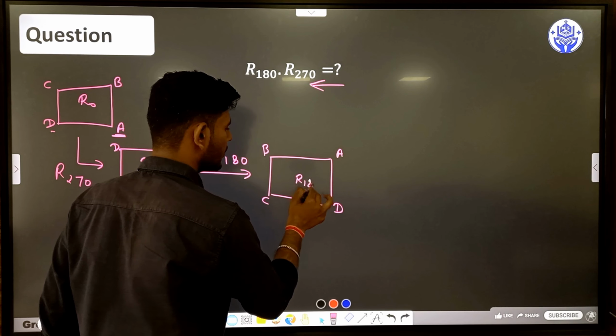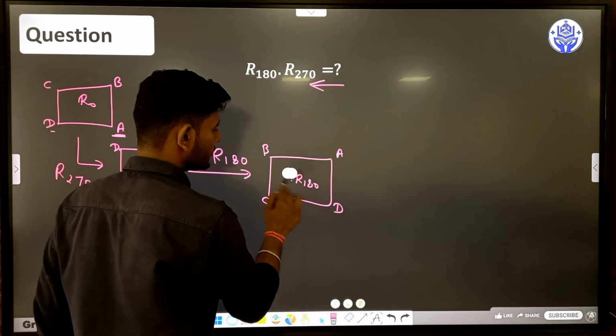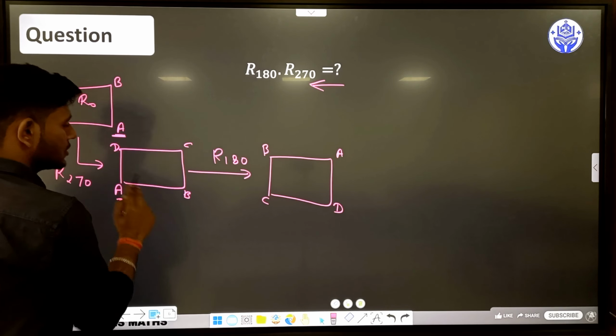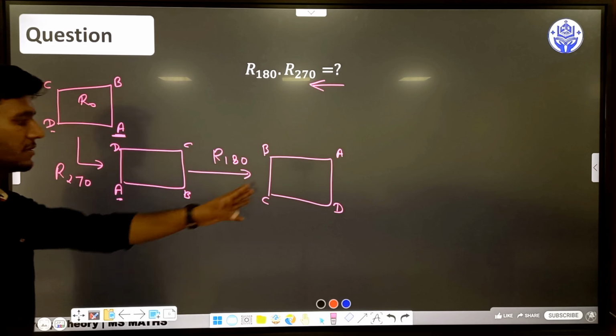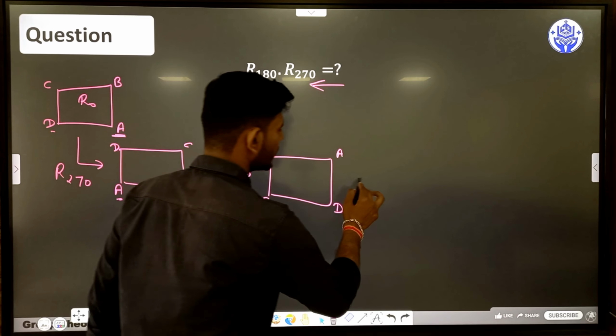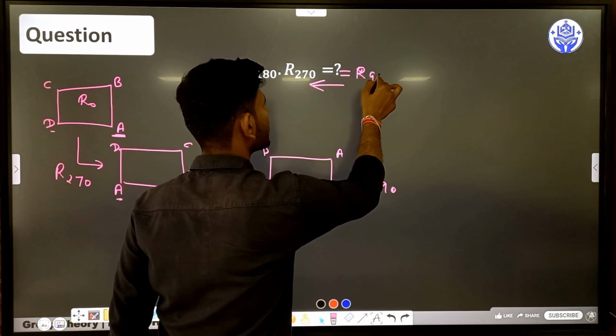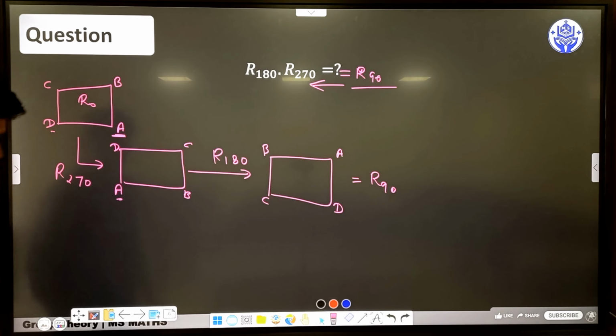This is my R180 into R270. Now just say what this is. From the original, if I compare, this is nothing but R90. So the answer is R90. This is the thing.